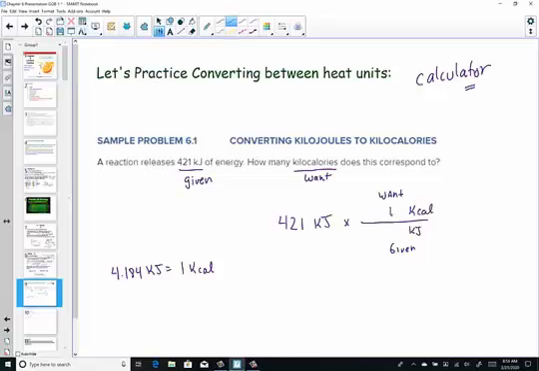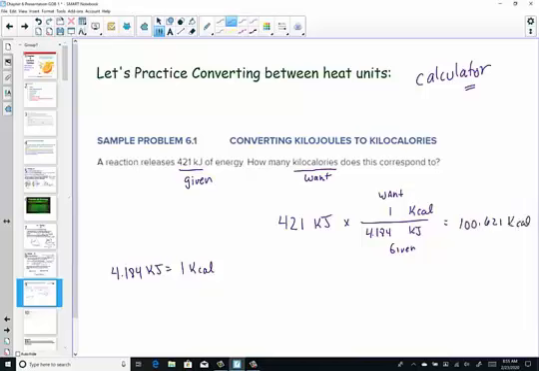Our conversion says 1 kilocalorie is equivalent to 4.184 kilojoules. So this looks like a divide by problem. Let me pull my calculator out. Let's hit this together. I have 421 divided by 4.184, and my screen reads 100.621, and it goes on and on.